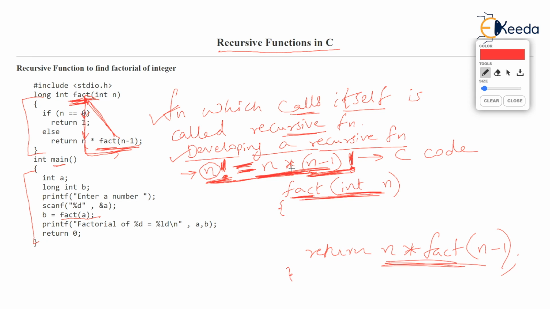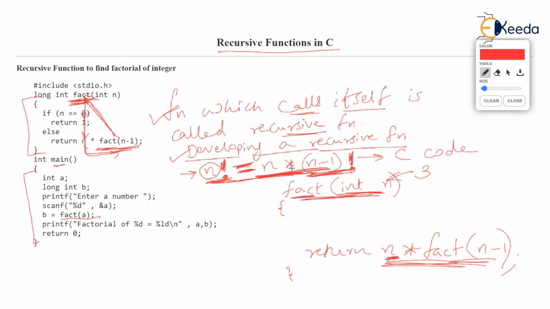Check it out again. Fact of 3, suppose n is 3, will say return 3 into fact of 2, correct or not? 3 into 2 factorial. Now comes the interesting part. If you write this fact function just as I have written, this will go into indefinite recursion. This will go into infinite recursion.